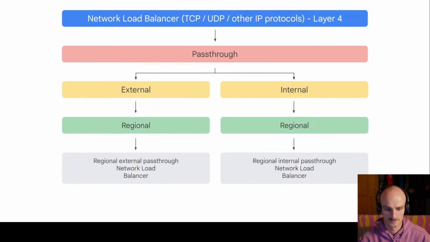Unlike proxy network load balancers, pass-through network load balancers do not modify or terminate connections. Instead, they directly forward traffic to the backend while preserving the original source IP address. This type is well suited for applications that require direct server return or need to handle a wider range of IP protocols.